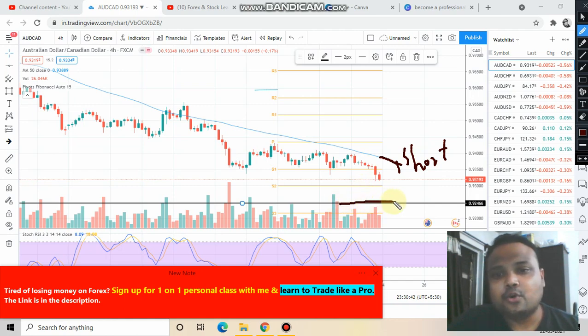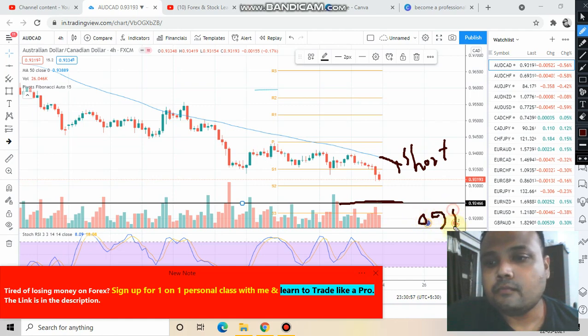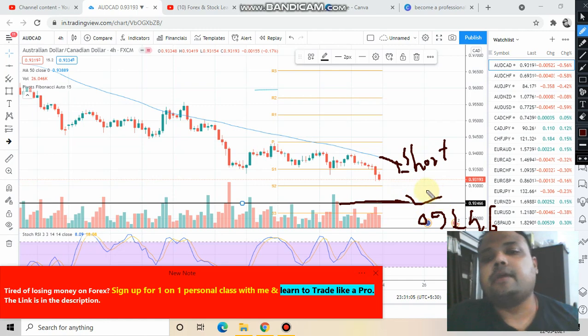Okay, so if you go for a short order here at the 50 moving average, then do remember you need to come out, or this will be your exit price, 0.9246. So if you enter here, then you'll have to exit here because there is a possibility that market may reverse from here. Okay, so this is it.